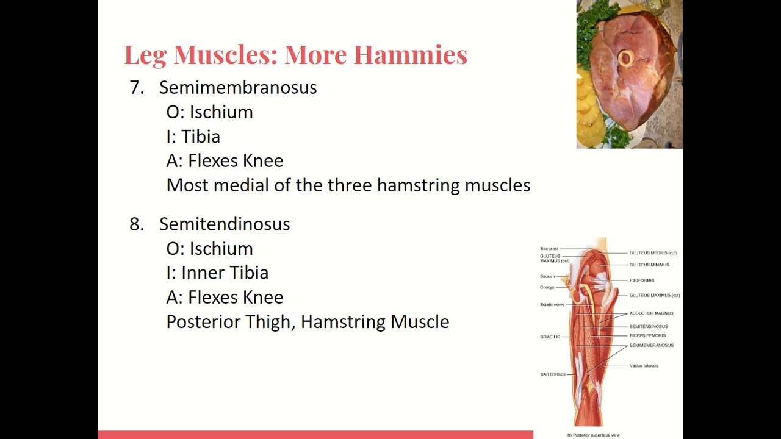They also have the same function. They all flex the knee. The main difference is the semimembranosus is the most medial of these three muscles. So it's a little bit more on the inside, pulling on that medial side, and it's a little bit wider and thicker than the semitendinosus.